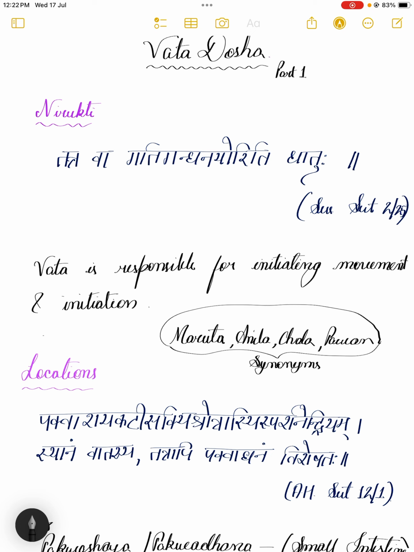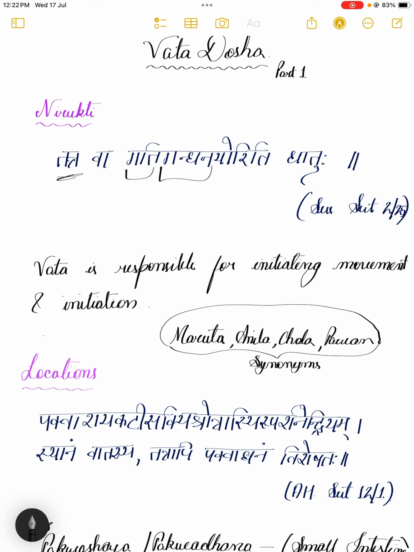Now, what does this mean? Firstly, Tatra means it adds as a suffix, and Va Gati Gandha Nayara iti. There is a sandhi here, that is Gati is one word, Gandhan is another word, and iti is the other part. The main are Gati and Gandhan. Now, what does the entire thing mean? That Vat is responsible for Gati.